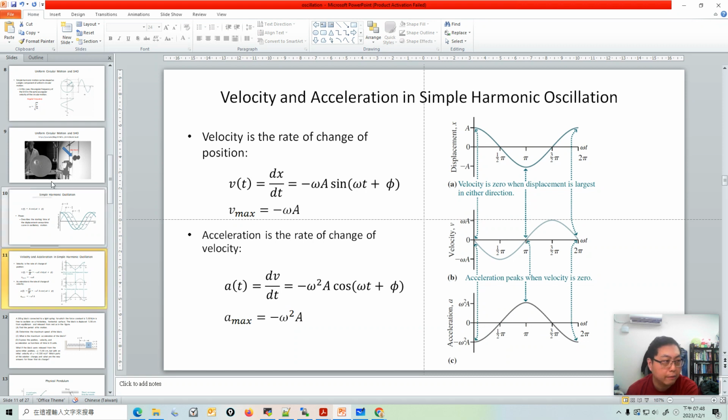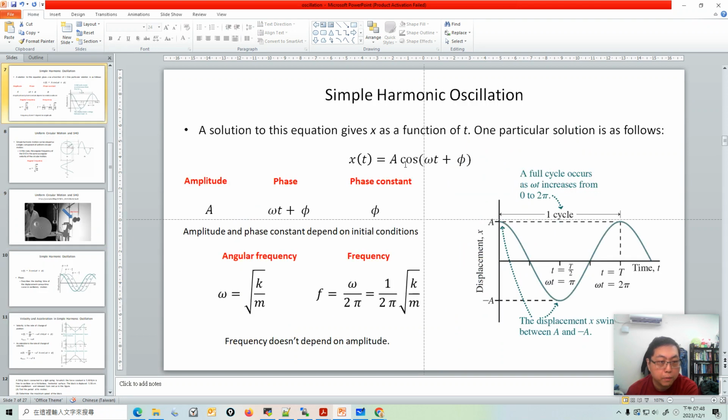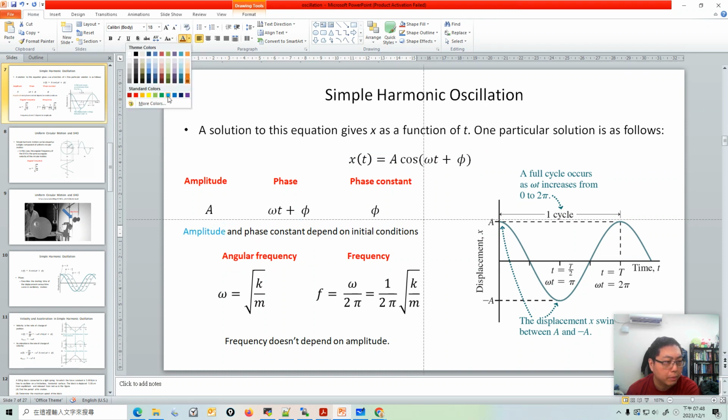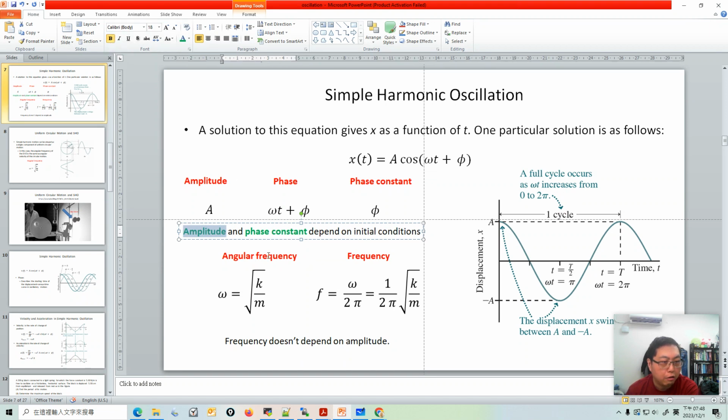Previously I said that for the position function of the simple harmonic oscillation, the amplitude and phase constant depend on the initial conditions. So let's practice on this. Let's see how the initial conditions influence the amplitude and phase constant.